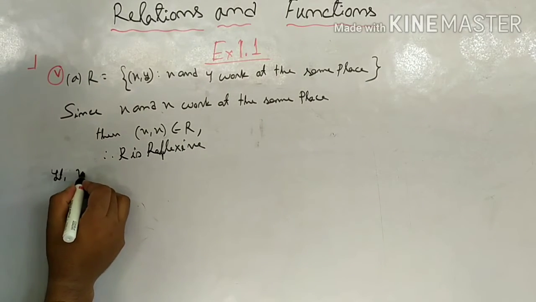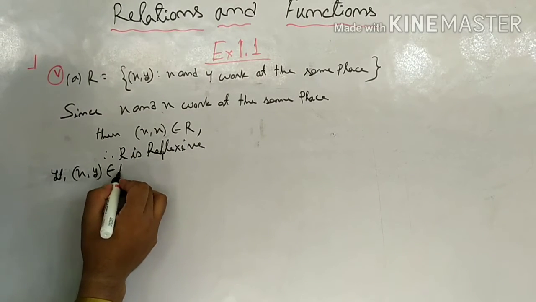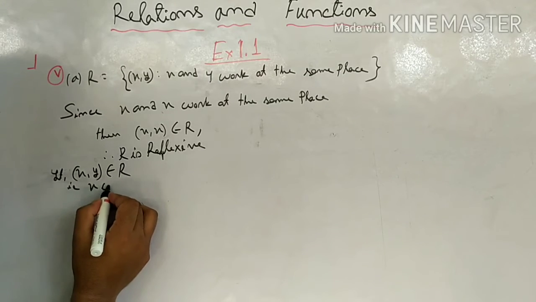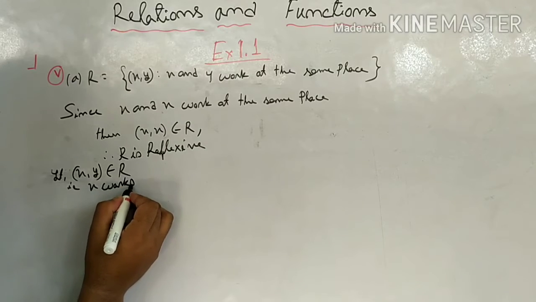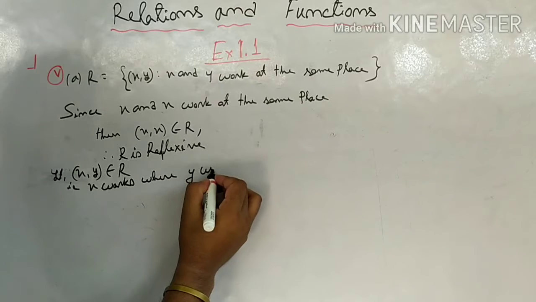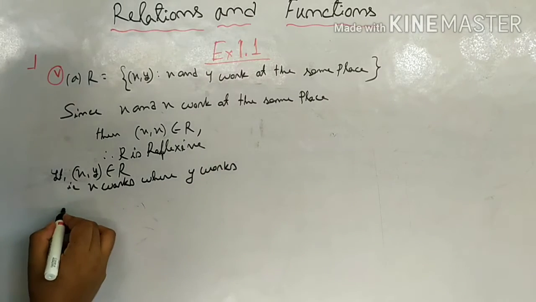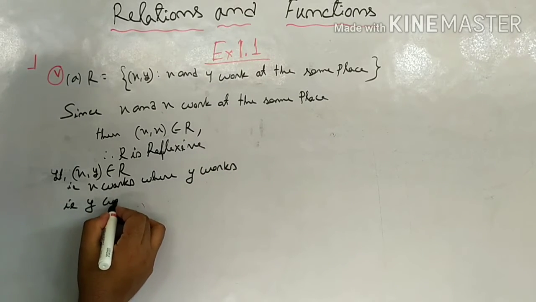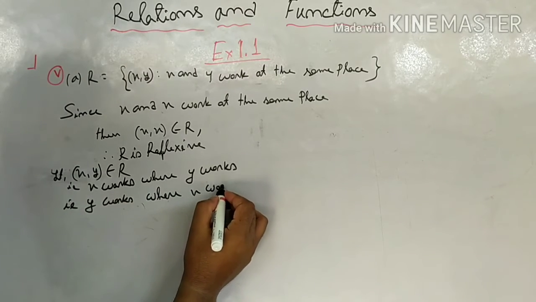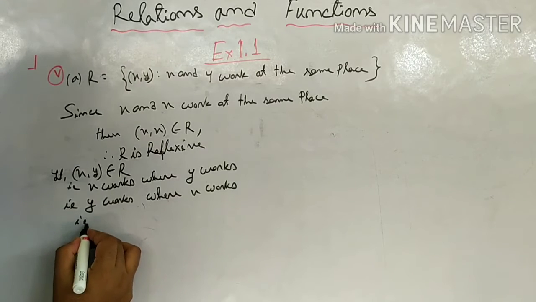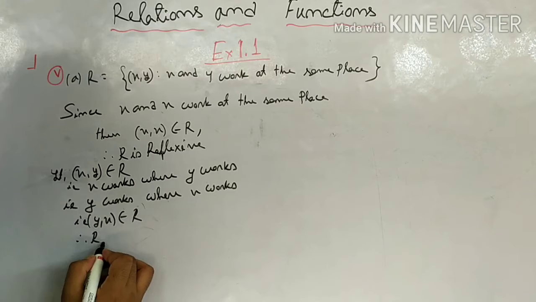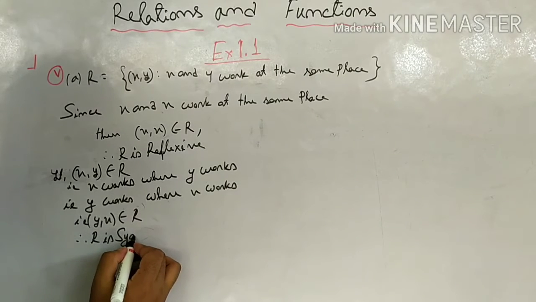Next, let (x, y) belong to R. Therefore what? x works where y works. Therefore what? y works where x works. Therefore (y, x) belongs to R. Therefore what? R is symmetric.